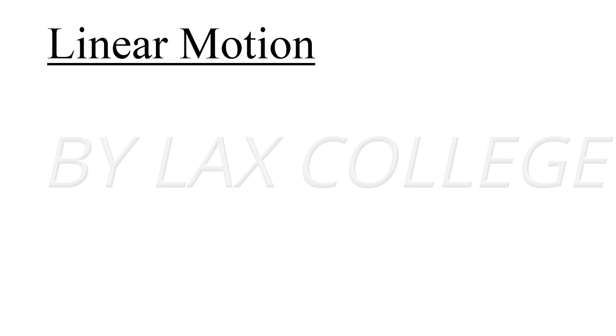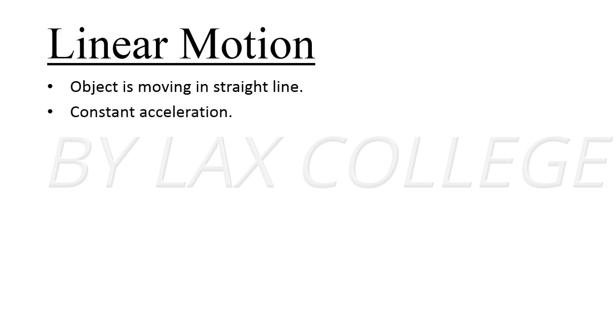Hi again. For this lesson, we will learn about linear motion. There are two criteria we need to remember for linear motion. The first one, the object must be moving in a straight line. And the second, the moving object must be in constant acceleration.